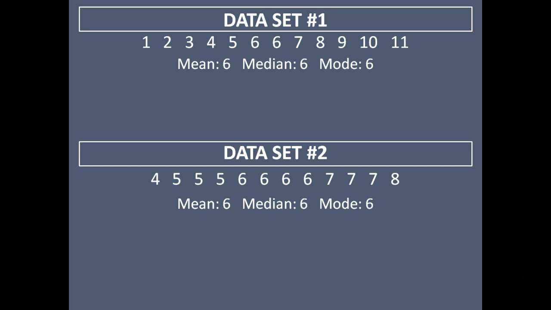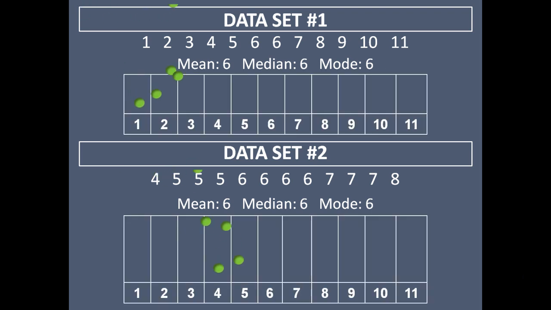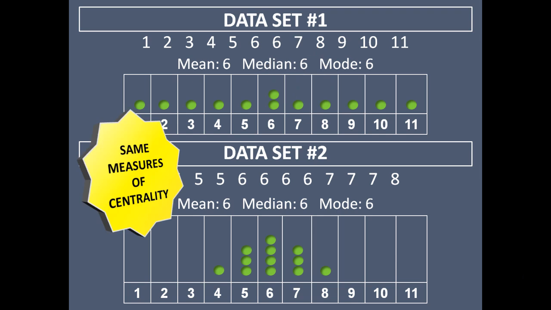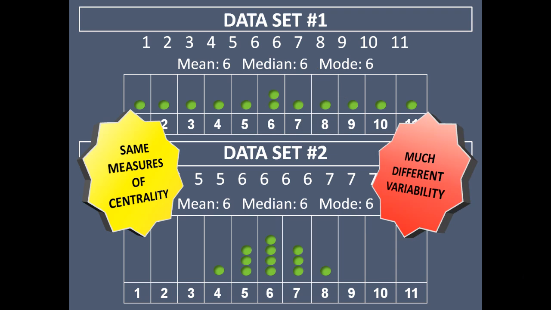data sets are identical. To look at the distribution of the two data sets, we can see that one data set is quite a bit more spread out than the other one is. We can see that our data set number 2 is much more compact than data set number 1. So while we have the same measures of centrality, if we were to take the measures of variability, we would see that they are actually quite different, these two data sets.